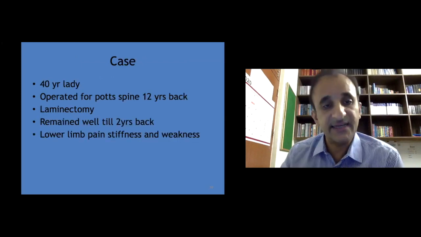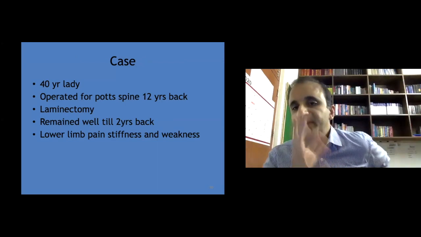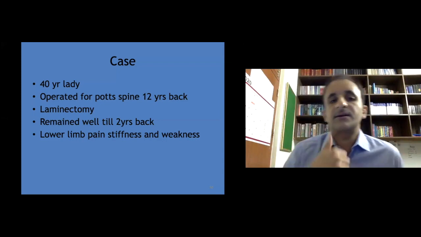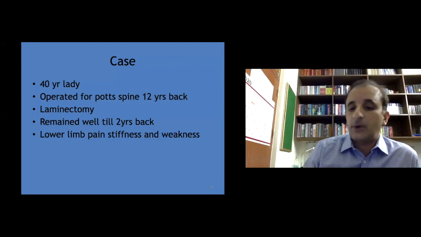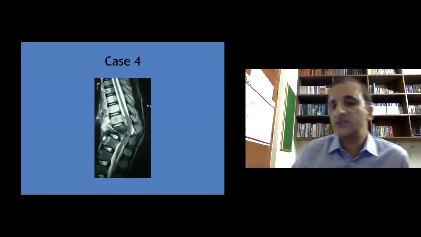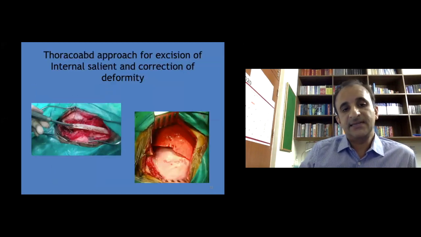This is another lady. So I'm trying to get different areas and different types of presentation. Here it's altogether a different case. 40-year-old lady operated for Pott's spine 12 years back when a laminectomy was done. She remained well for 10 years, and now she came back to us with this picture of lower limb weakness and stiffness. And it was quite a stiff curve. And this was the MR axial.